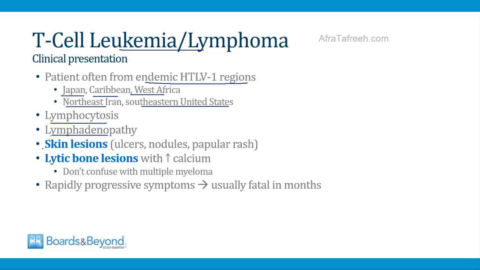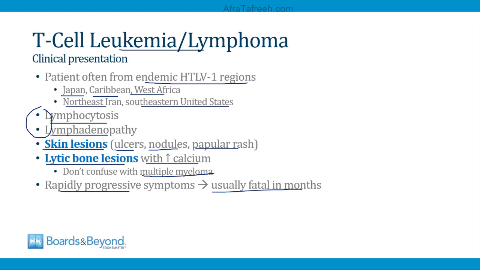Beyond this, these patients often have skin lesions, so there's lots of T cells in our skin, so many T cell malignancies involve the skin. So patients with T cell leukemia lymphoma can develop skin ulcers and skin nodules or even a papular rash. It's also associated with lytic bone lesions, which can lead to high calcium, and this can make you think of multiple myeloma, but in multiple myeloma you don't see lymphocytosis, lymphadenopathy, and skin lesions. And then in general, T-cell leukemia lymphoma is usually rapidly progressive, and it's often fatal within a few months of diagnosis.